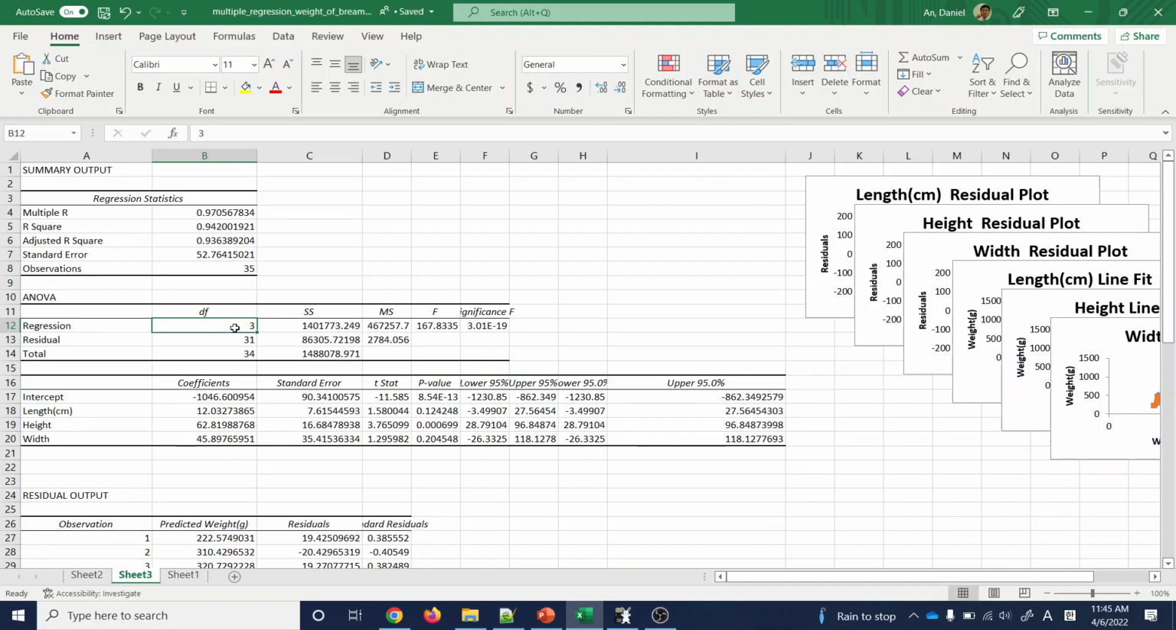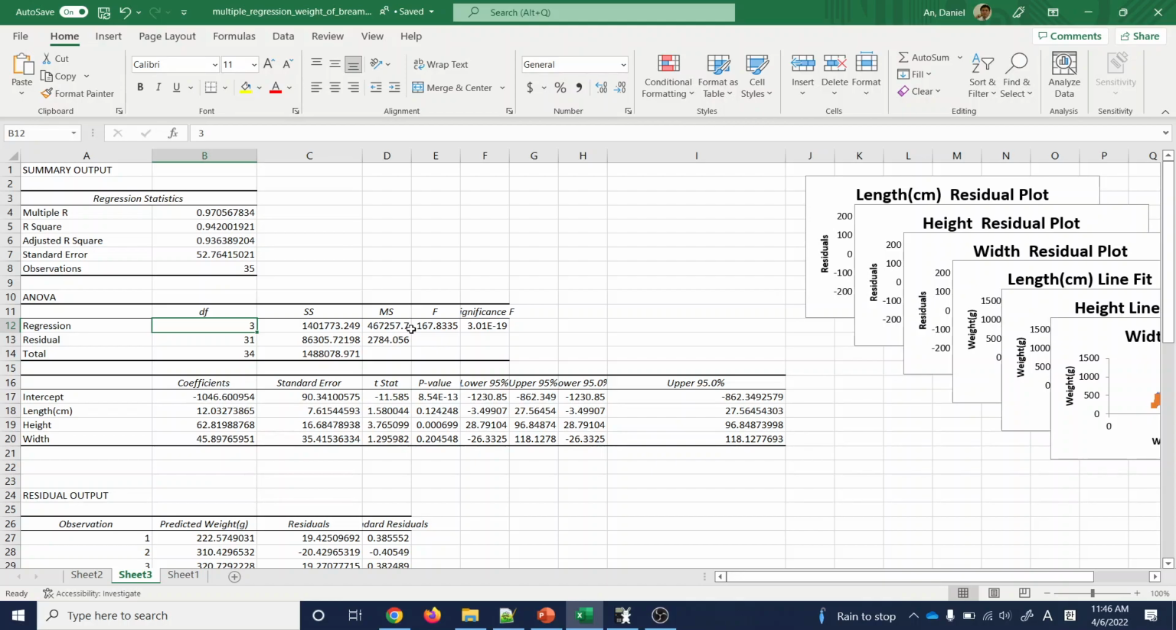So let's try to figure this out from the table. First of all, the degrees of freedom of the regression is 3, and this is related to the predictor variables. How many predictor variables are we using here? We're using 3: length, height, and width. Because we are using 3 predictor variables, that number is 3. So the degrees of freedom of the regression is the number of predictor variables. Got that?